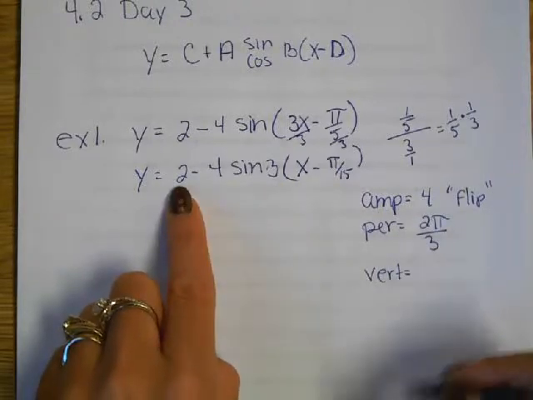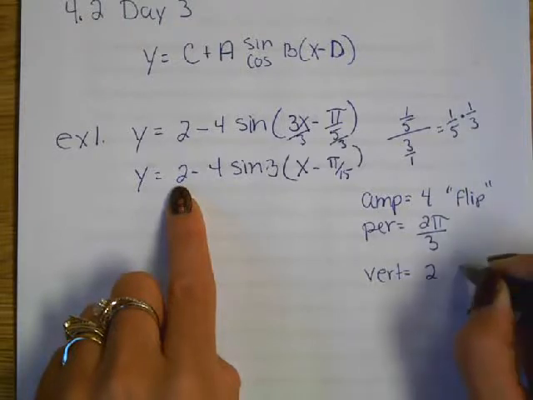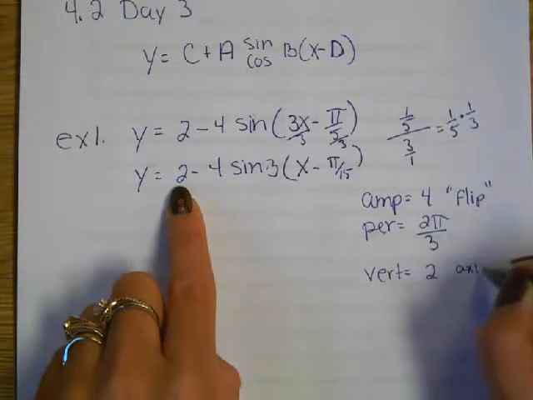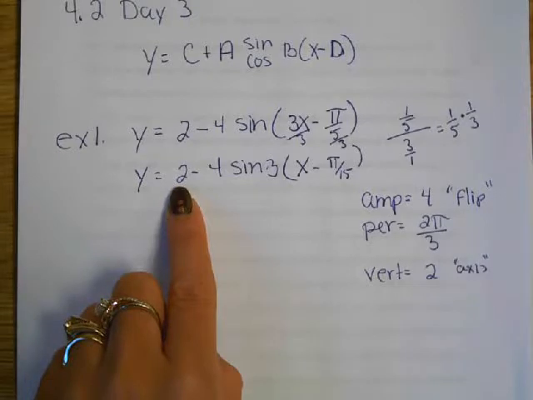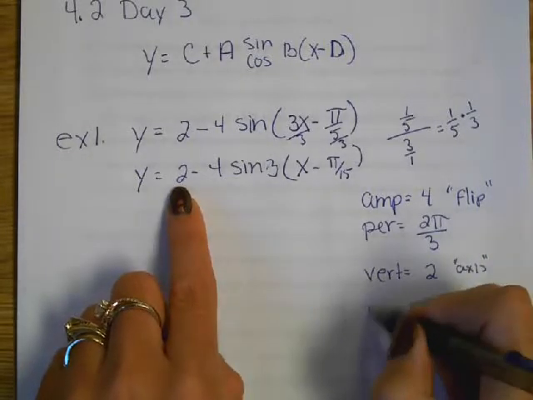Vertical shift. The number that's added to the function. Remember, this is our new axis. Vertical shift is our new x-axis. That's where we're going to be starting. And then we have phase.